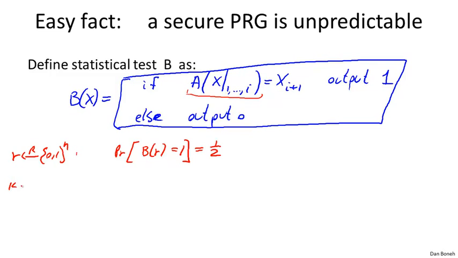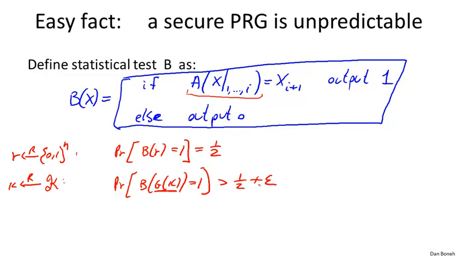On the other hand, let's look at what happens when we give our statistical test a pseudo-random sequence. Now we're going to run the statistical test on the output of the generator, and we ask how likely is it to output 1? Well, by definition of A, we know that when we give it the first i bits of the output of the generator, it's able to predict the next bit with probability 1/2 plus epsilon. So in this case, our statistical test B will output 1 with probability greater than 1/2 plus epsilon.